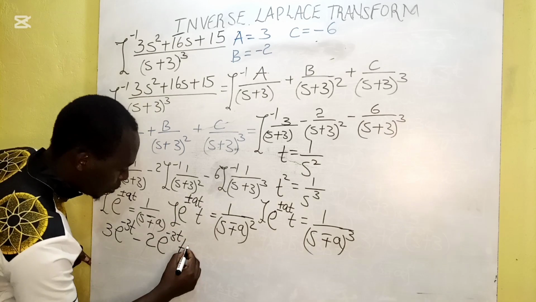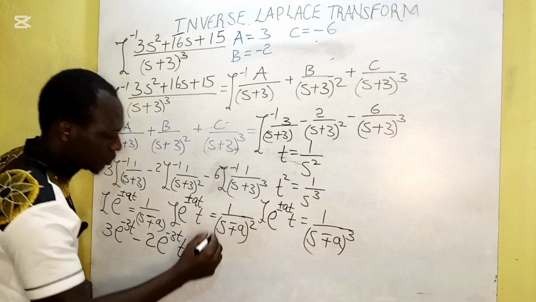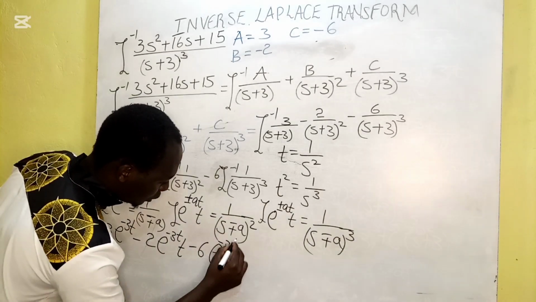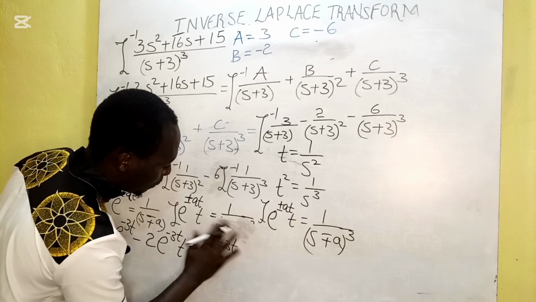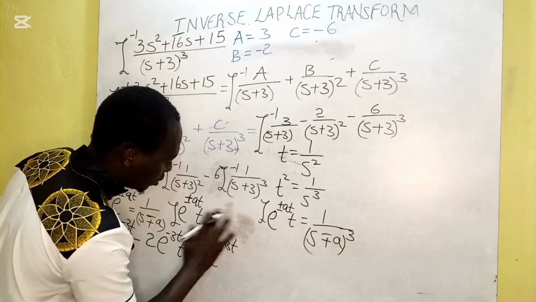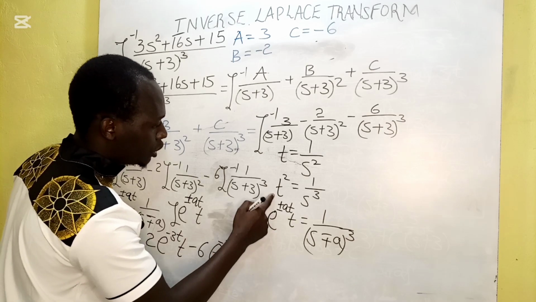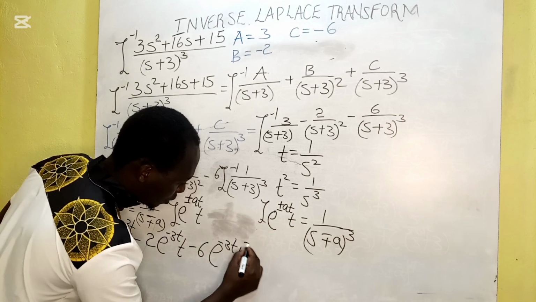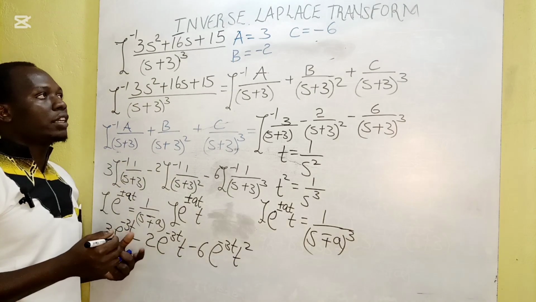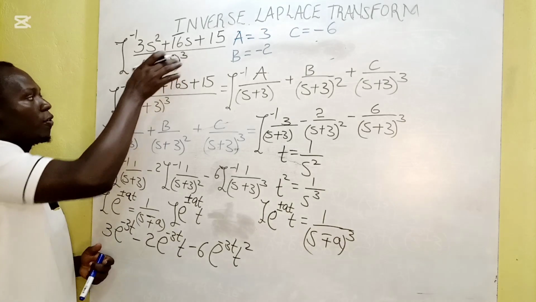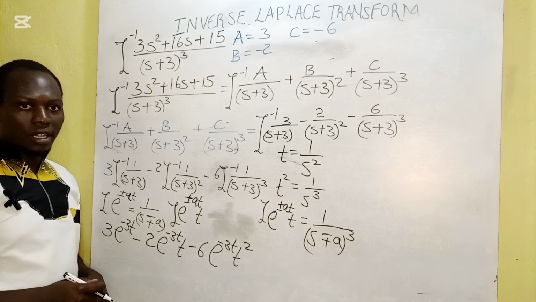And lastly, we subtract from 6 exponential negative 3t, and our term of t must be squared. And this is how you go about finding the inverse Laplace transform of our function here. It is just quite as easy as that.